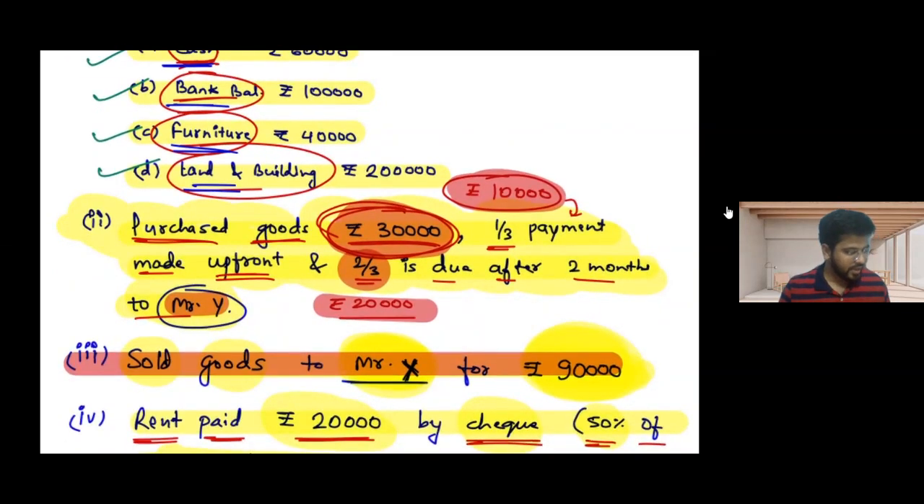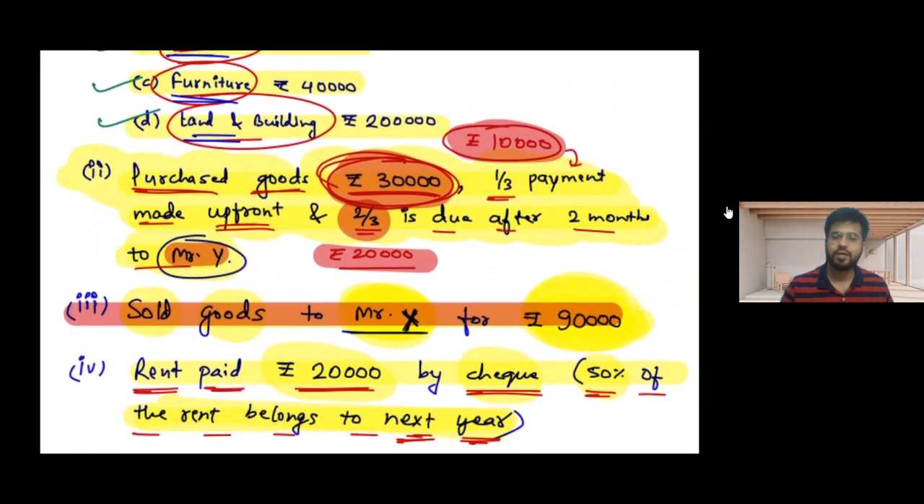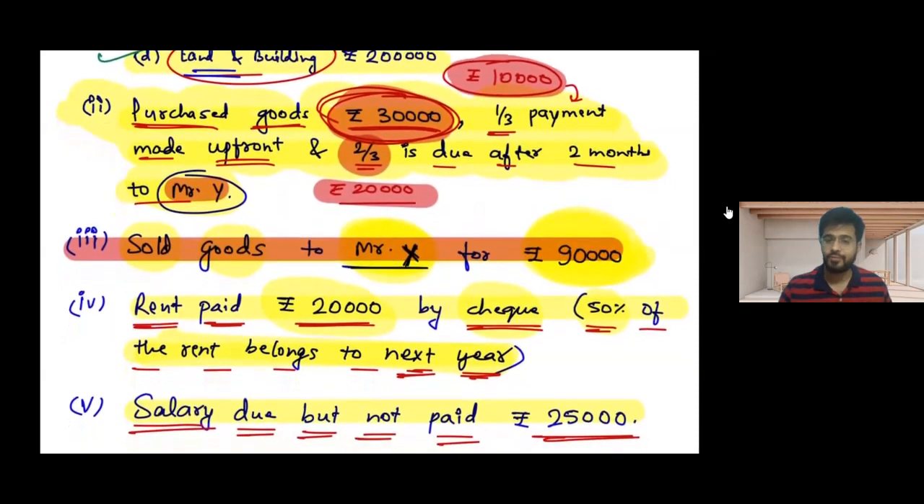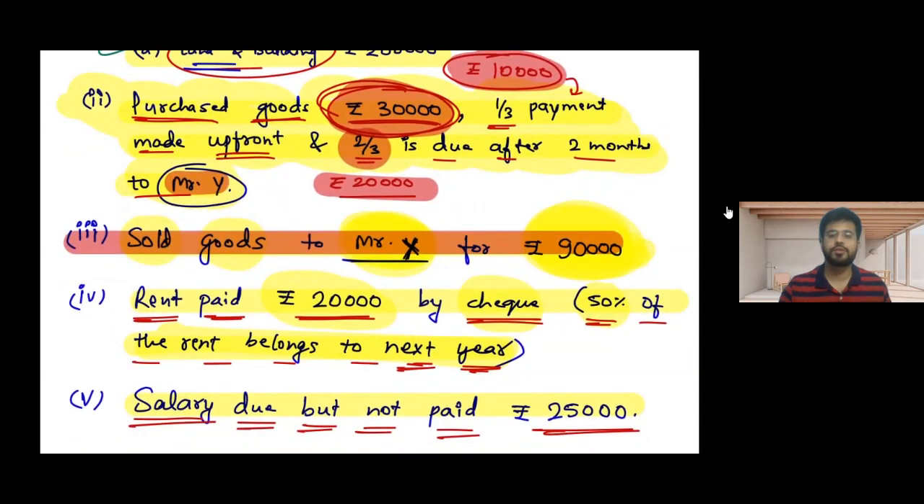Then we have purchased goods of rupees 30,000, for which one third was payment upfront and two-third was paid after 2 months. So two-third was payment after 2 months that was due to Mr. Y. So whatever is purchased, that is purchases account debit with 30,000 we did, and whatever is paid upfront, that is rupees 10,000. So to cash 10,000, to Mr. Y 20,000, which is the balance amount which will be paid after 2 months.